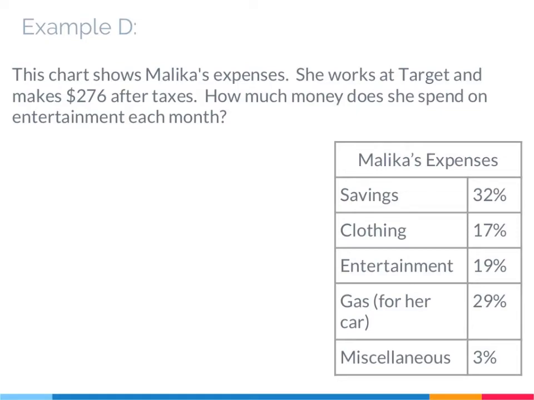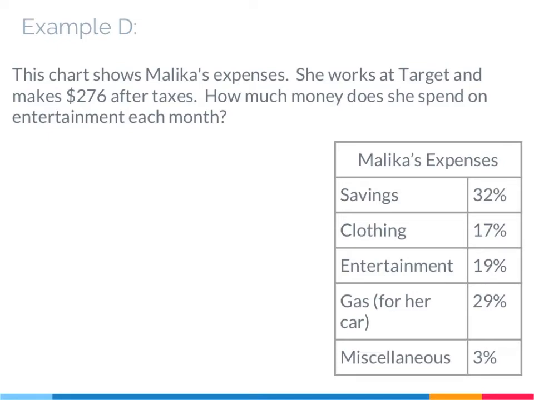So down here in our table, we've got Malika's expenses. It says 32% for savings, 17% for clothing, 19% for entertainment, 29% for gas for her car, and 3% of miscellaneous items, things like Taco Bell that she might be going out to eat.